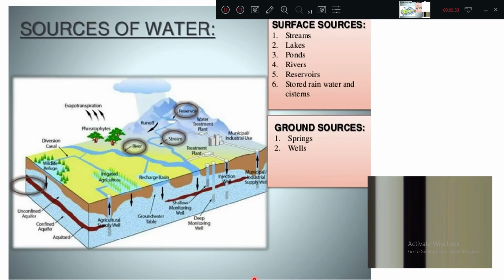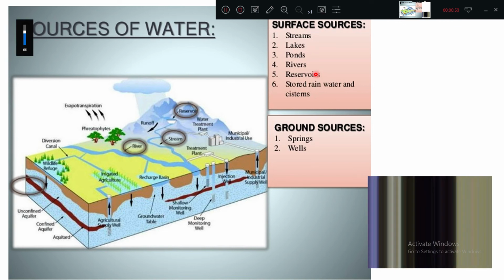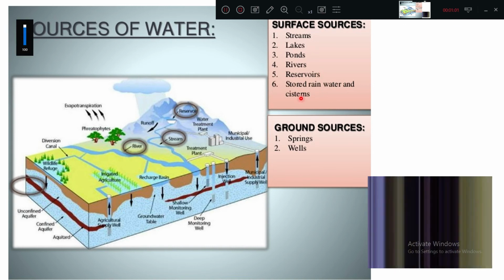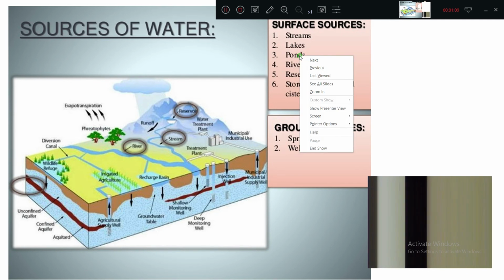Okay, so now in the beginning, for any city, when we have a water supply distribution system, we need to have some sources of water. This is a very elementary photograph, so a water cycle is explained here. So we will go into this. What is this? Surface sources. So what are the sources of water? Streams, lakes, ponds, rivers, reservoirs, rainwater cisterns, and other ground sources are springs and wells. Okay, we have these many sources of water.